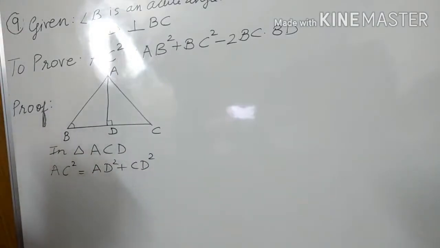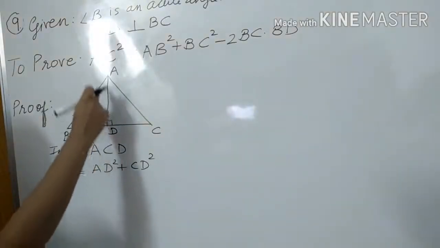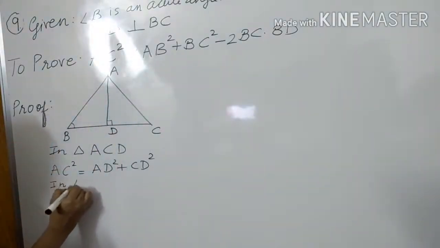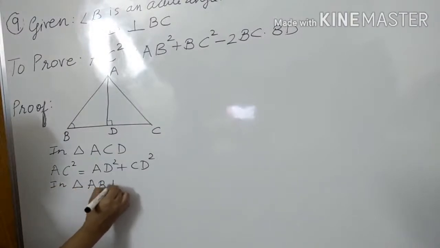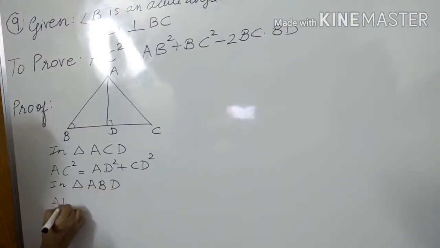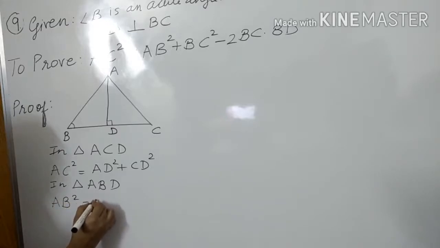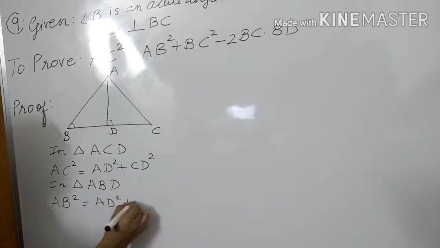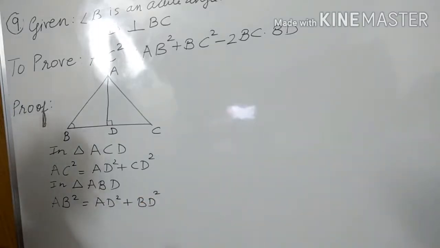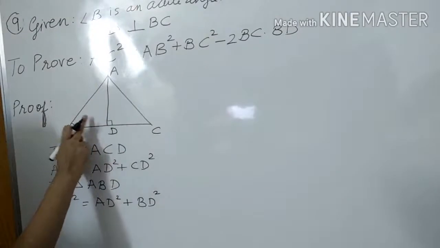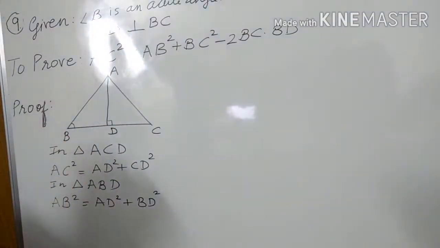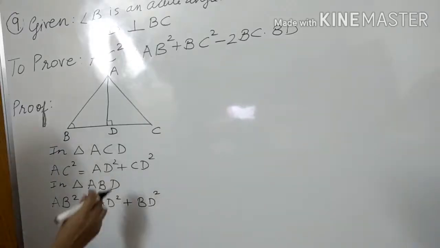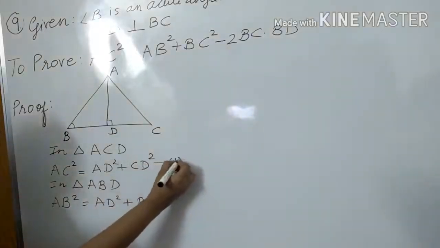Now next, from triangle ABD, we will write in triangle ABD, again using Pythagoras theorem, AB square is equal to AD square plus BD square. So we have used Pythagoras theorem in both the two triangles ACD and ABD. Now this is our first result.